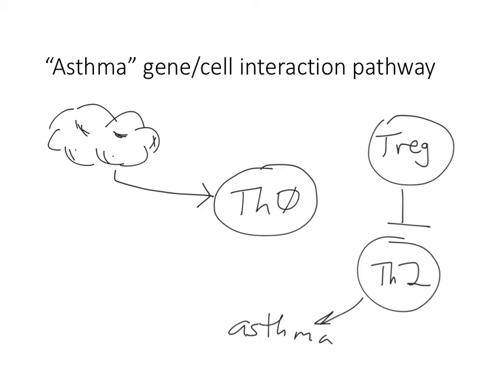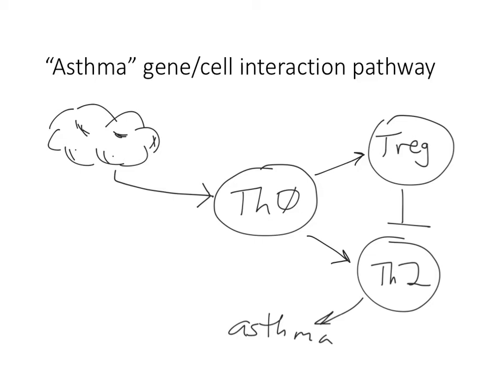So far we've got the Th0 cells, we've got Tregs negatively interacting with T helper 2 cells, and those cells, when in excess, produce asthma. So the connections between Th0 and Th2s are both positive. These are not genetic interactions, these are cell interactions.